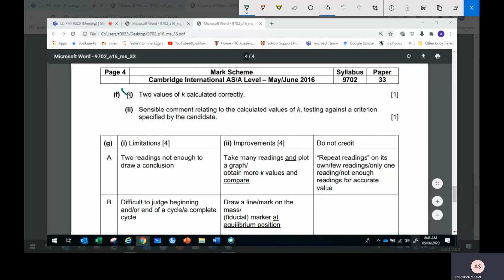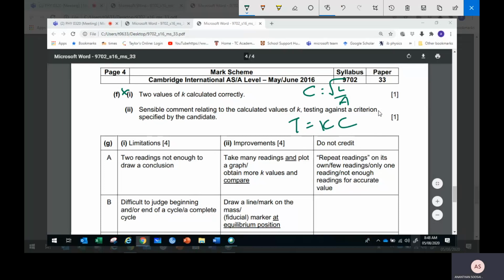Okay, this part. Two values of k calculated correctly. Do they ask you to calculate k? So calculate the k. Okay, so you already calculated the k. You see, what relation you are proving here? C equals root of L over A. Did they put proportional or equal? Then how do you find the k? There's another formula. Oh yeah, what is the formula? T equals to T. Okay.